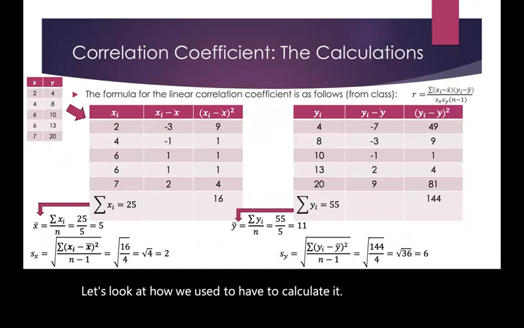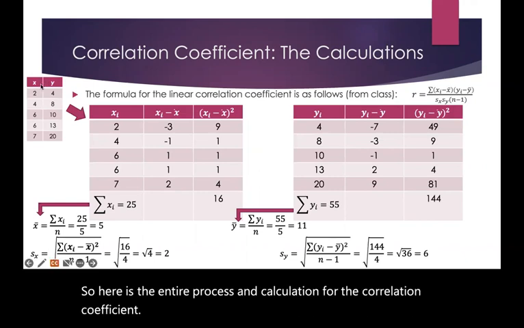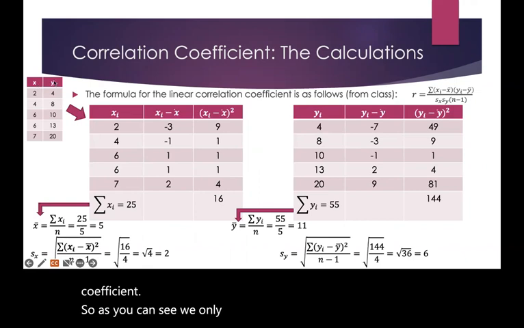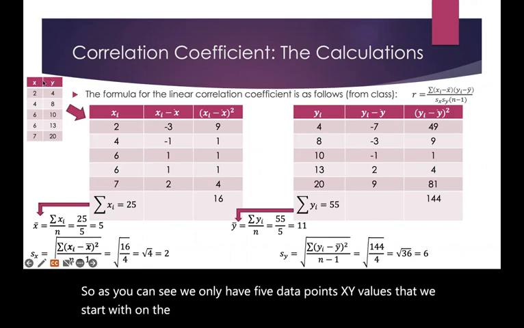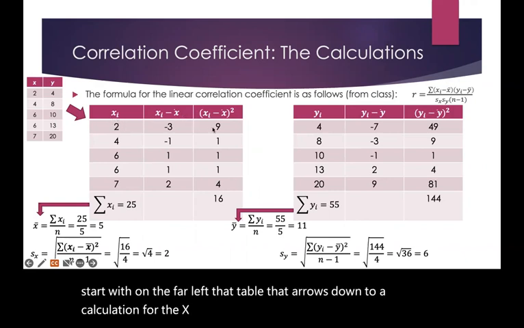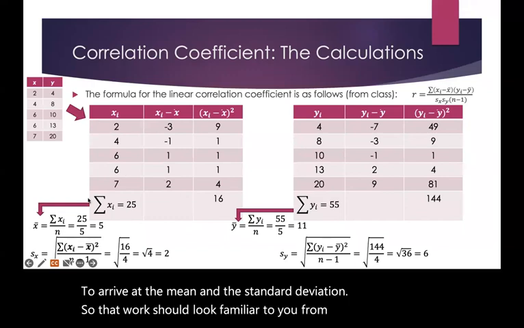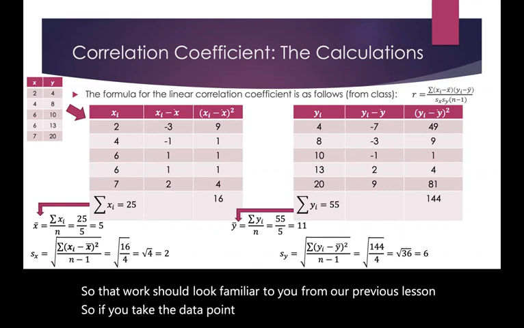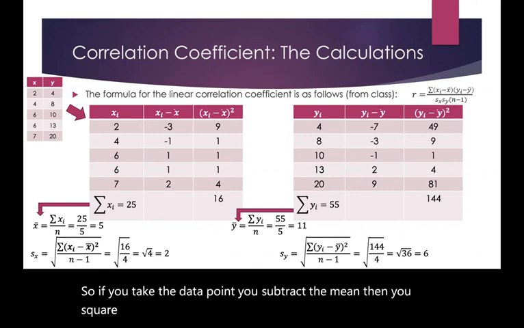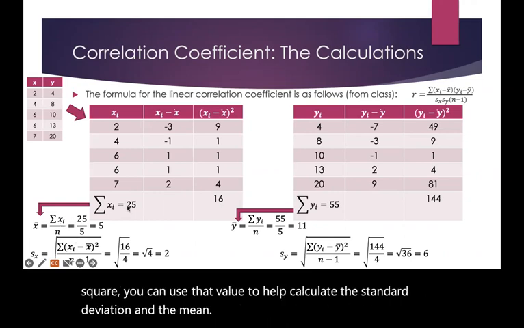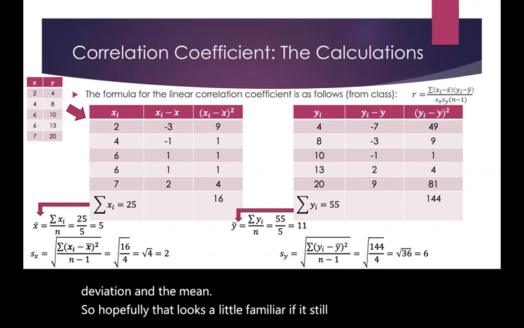So here is the entire process and calculation for the correlation coefficient. As you can see, we only have 5 data points, X and Y values that we start with on the far left, that table. That arrows down to a calculation for the X variable to arrive at the mean and the standard deviation. So that work should look familiar to you from our previous lesson. If you take the data point, you subtract the mean, then you square it, you can use that value to help calculate the standard deviation and the mean. So hopefully that looks a little familiar. If it still looks scary, that's okay.